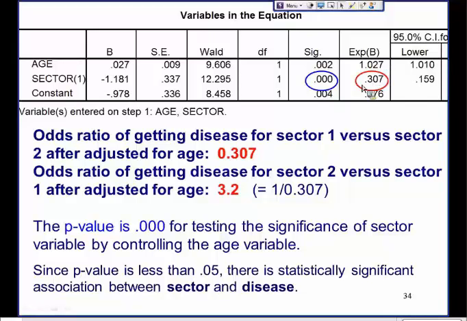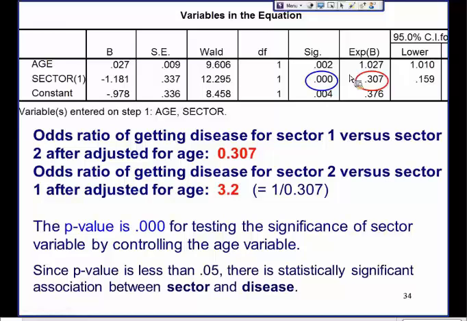So this is the odds ratio now. This is actually the odds ratio for people who live in sector 1 to get the disease versus sector 2. So sector 1 is less likely because its odds ratio is less than 1. And you found this odds ratio is different from what you got earlier, right? Why? Well, because you have added an age variable in the model. So you can do the odds ratio estimation with the age variable controlled, or adjusted for.